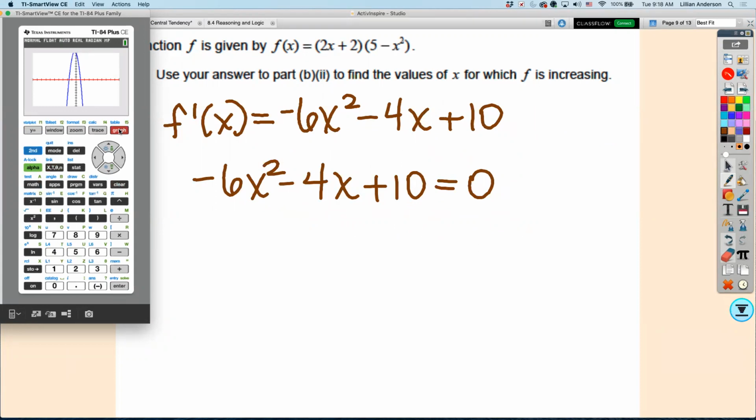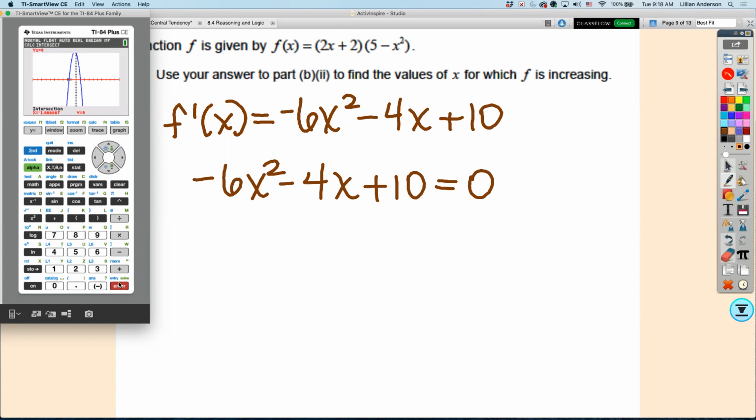Now, granted, when the derivative is equal to 0, that's where I have a stationary point. Specifically, I'm looking for where it's increasing. Okay. So let's find these stationary points. Find the intersection. I have two of them, so I have to do this twice. I move closer to the left one, click enter 3 times.